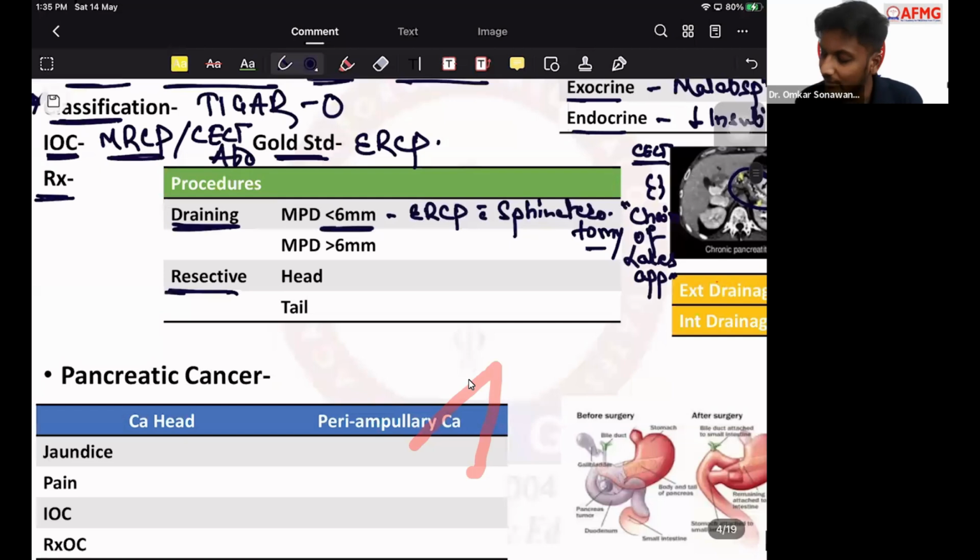Okay? If the main pancreatic duct is dilated more than 6 mm, then the treatment of choice would be a Puestow's operation. It is called the modified Puestow's operation.